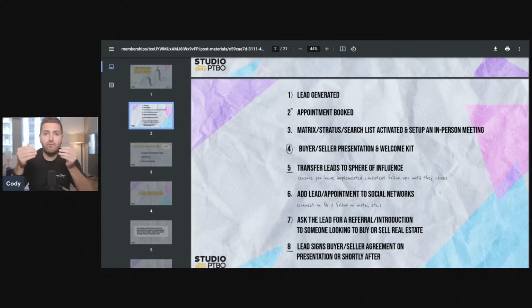Because I think it's important to have a framework for where can I move people to, where are they at. Are they at the appointment status? Have I set them up? Have I met with them in person? Do they have my welcome kit? Have I actually transferred this person into my sphere of influence? Have I asked them for an introduction to somebody else who's looking to buy, sell, or invest in real estate? What have I done? These are 8 important things that I think are extremely important.